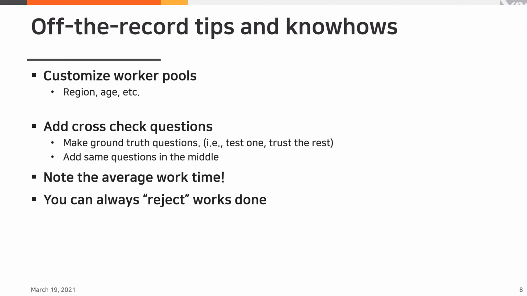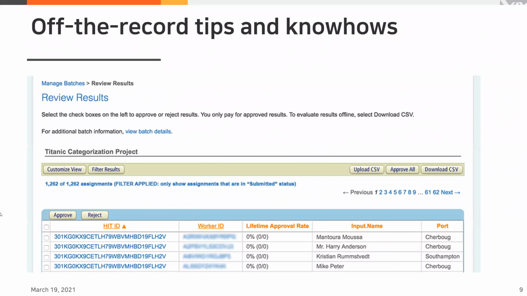Yeah, and remember that you can always reject the work done by these workers. As I showed you before, there was no approve or reject button in the tutorial that I showed you, because all were approved and were overdue. But while you are running the batches, you will see the approve and reject buttons, and you can click which one to approve and which one to reject according to the results.